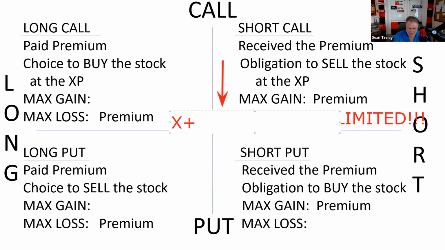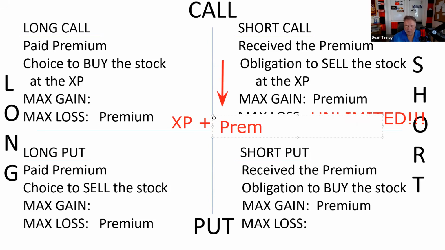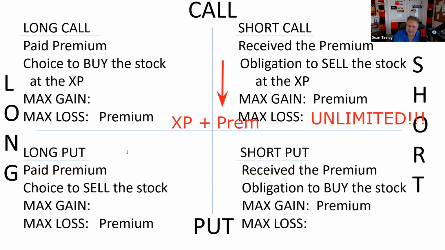And we said you should memorize the matrix. What I mean by that is, even if you didn't know anything about a short call, I say, what can you tell me about a short call? You say, Dean, when you're short a call, you've received the premium. You have an obligation to sell the stock at the strike price. The max gain is the premium. Max loss is unlimited. You're bearish. And the break even is strike price plus premium. You may not have any clue what you just said, but it's technically correct.